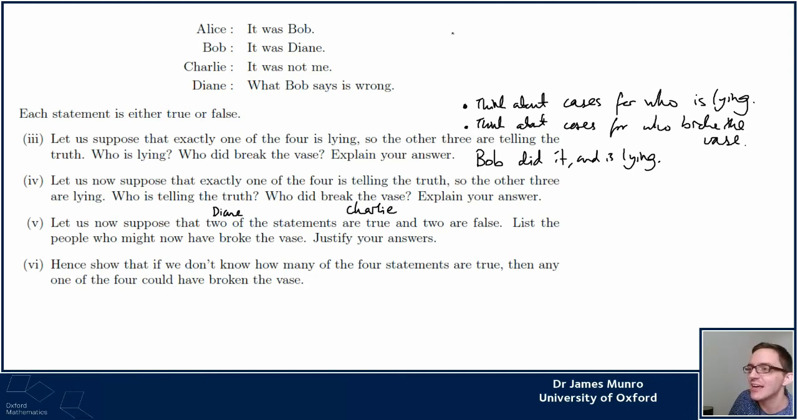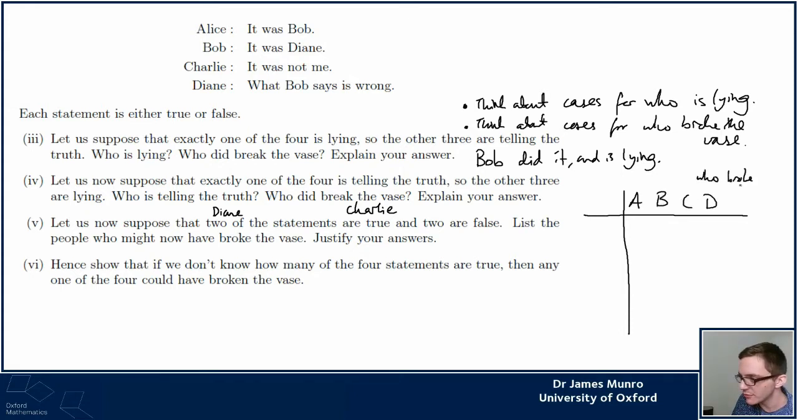Let's talk about how we got there. Average has said we could draw some sort of table, which is what I did when I first saw this. So I'm going to try and draw that table. Here's how the table works. You think about A, B, C, and D for who broke the vase, and then you look at their statements A, B, C, D, and in each case you go down and you say, are these statements true or false?